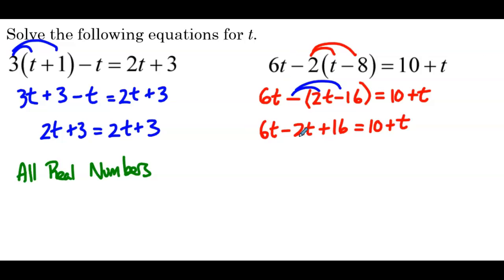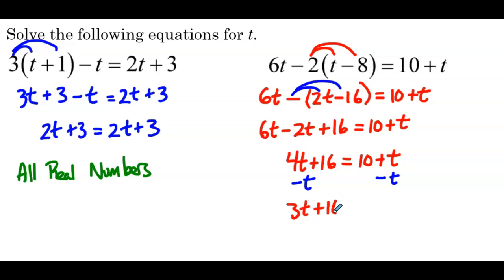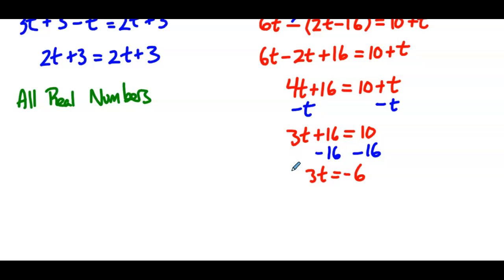Now combining our like terms, we wind up with 4t plus 16 equals 10 plus t. I'm going to start by subtracting t from both sides of the equation. Gives us 3t plus 16 equals 10. Next, we'll subtract 16 from both sides of the equation. So we get 3t equals negative 6. And then we'll multiply both sides of the equation by 1/3. So we have t equals negative 2. Let's fix that bracket.